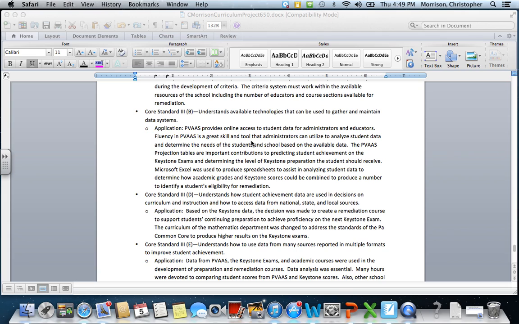So the Keystone remediation course is geared towards success on the Keystone exams. So the PA Common Core is important because the PA Common Core should provide the standards that the course will be based on. And if the teacher and the students follow the standards and use instruction that is interactive and beneficial to students, then students should perform higher on the Keystone exams.